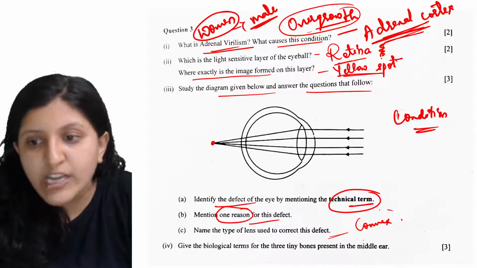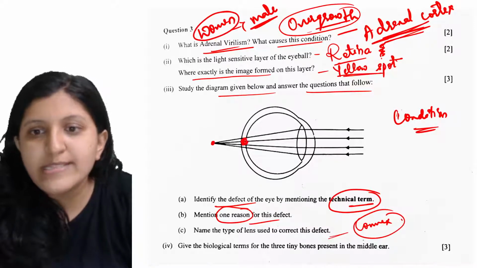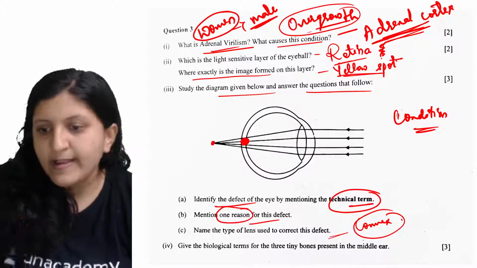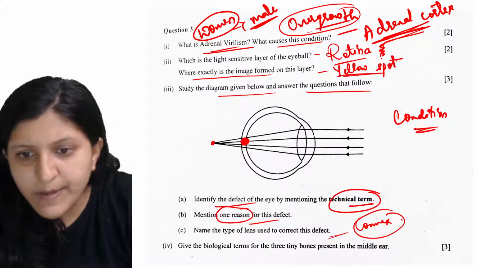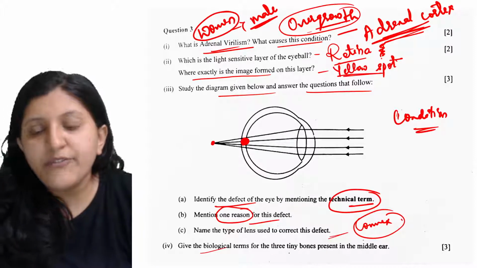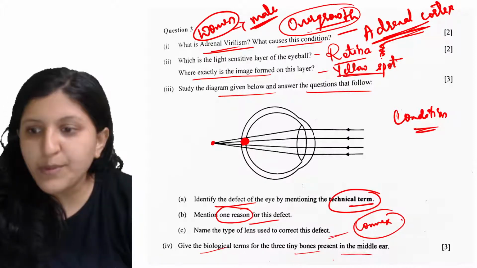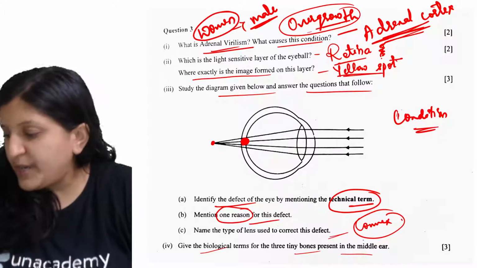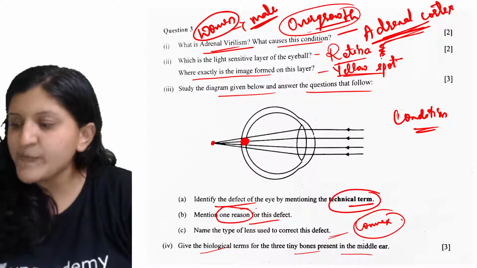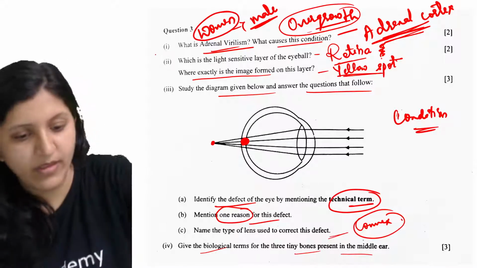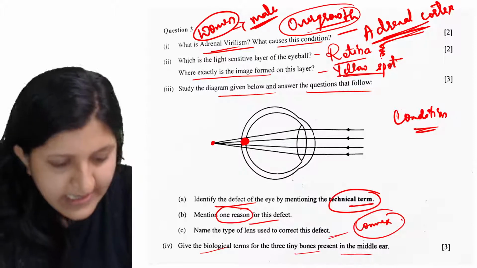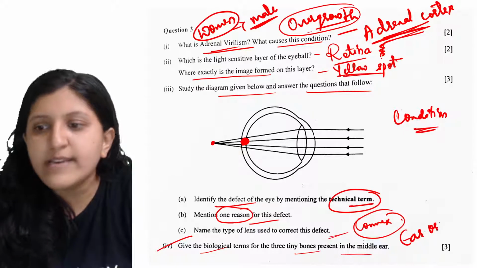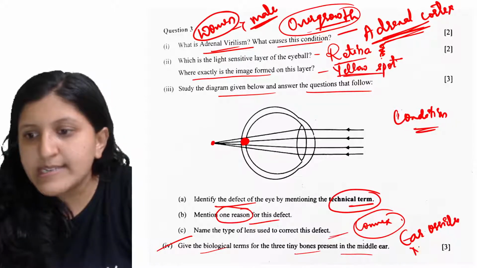After the correction is used, you can see there is an image formation occurring here. Okay, so converging lens. Yes, so let's go on, one more is there. Give the biological term for the 3 tiny bones present in the middle ear. So what are those tiny bones present in the middle ear? Malleus, incus and stapes. So these are the ear ossicles. The 3 ear ossicles are malleus, incus and stapes.